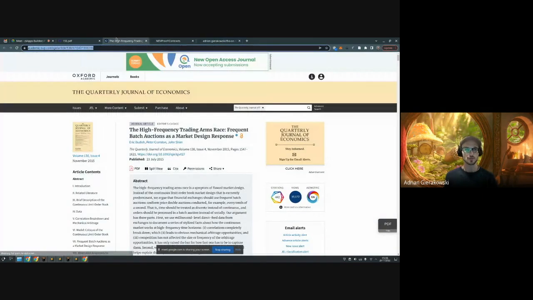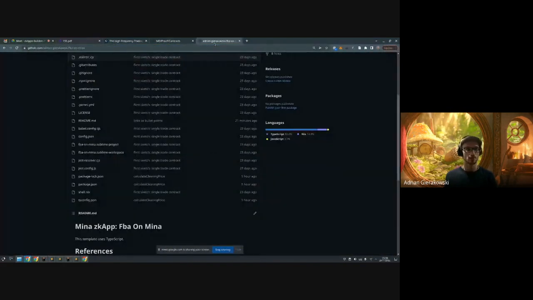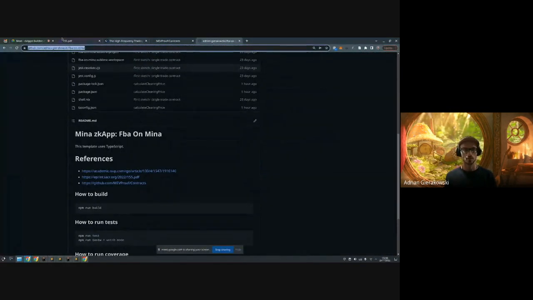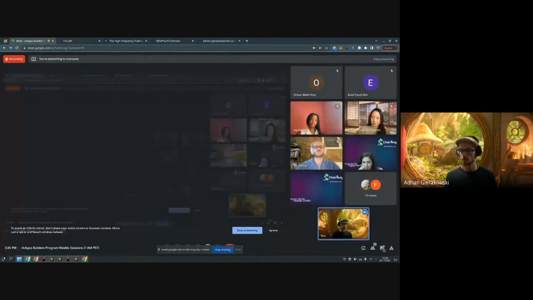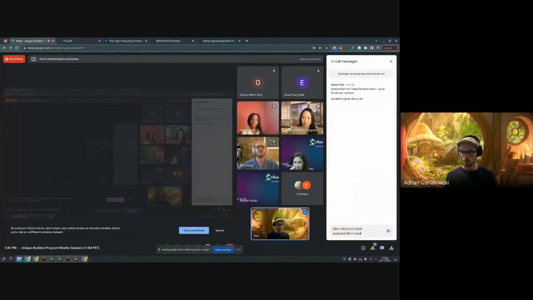There are various papers out there which argue for this kind of trading. This is one of the papers. I have a link in my repo to that. There are a few links there. I'm going to post in the chat if anyone wants to look.